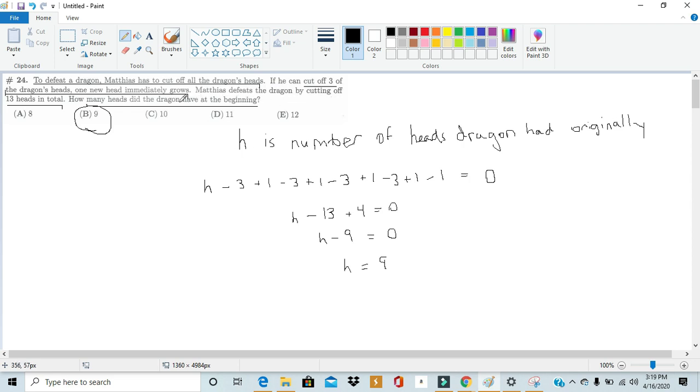And maybe in the future, I'll create a video on how to make equations for word problems, as this is a really important skill to not only do for Math Kangaroo, but to do in any major sort of math competition.